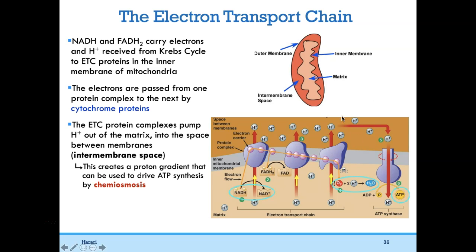Now that we have tons of H pluses here, we can use this gradient to drive ATP synthesis by chemiosmosis. So remember, as H pluses accumulate in the intermembrane space, they can then go from high concentration to low concentration. We can use that potential energy to drive the kinetic energy of this ATP synthase molecule, which can make ATP by what's called oxidative phosphorylation.